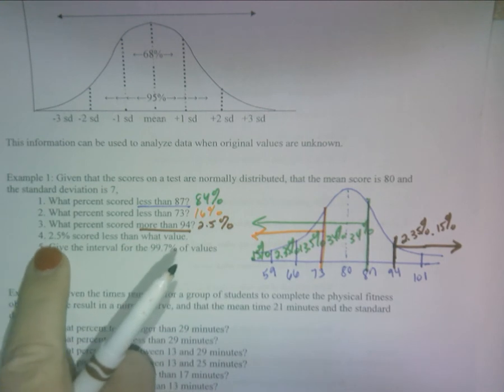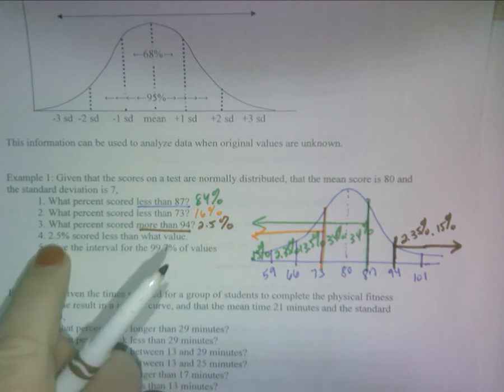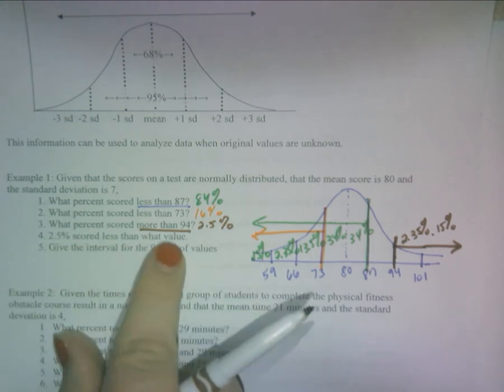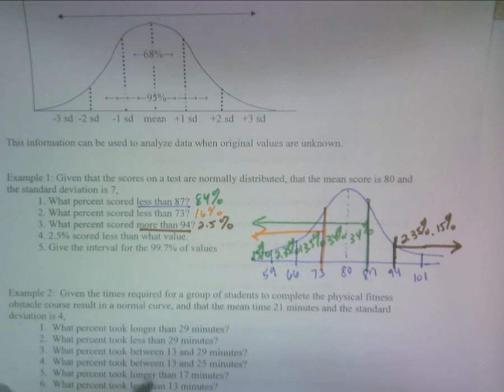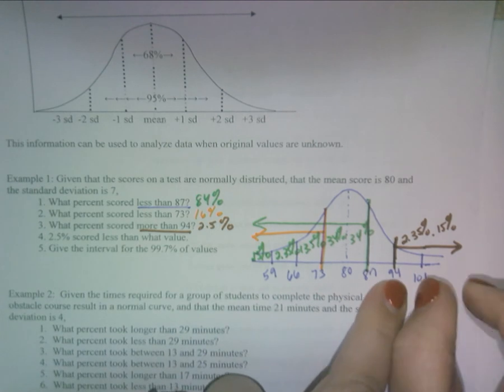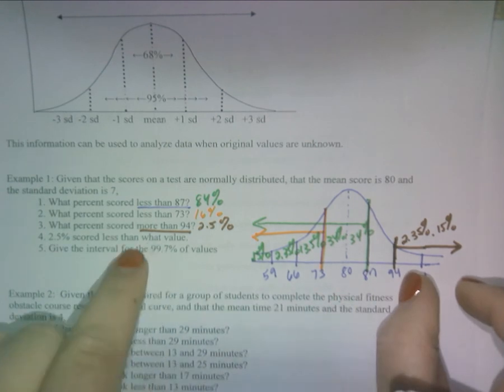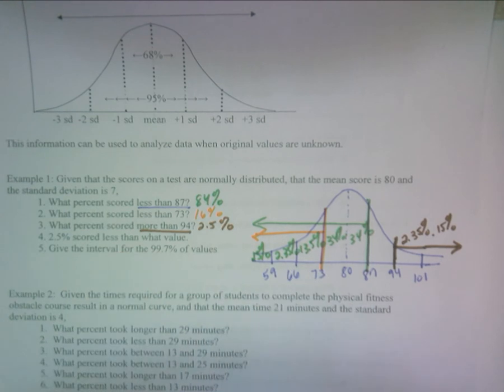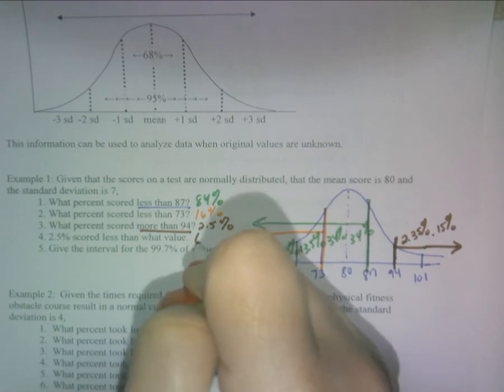All right, read number 4 now. Number 4 is backwards a little bit, just backwards thinking. 2.5% scored less than what value? Where's my 2.5% located? It's either from 94 and above, right? We just did that. But scored less than would be on this side. It'd be below 66, right? Scored less than 66.